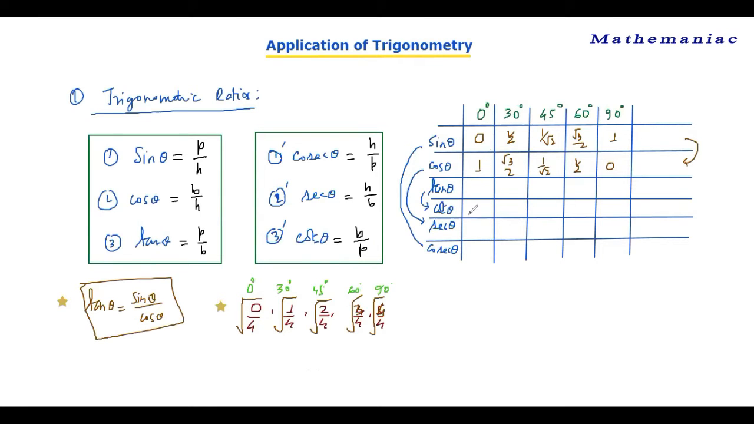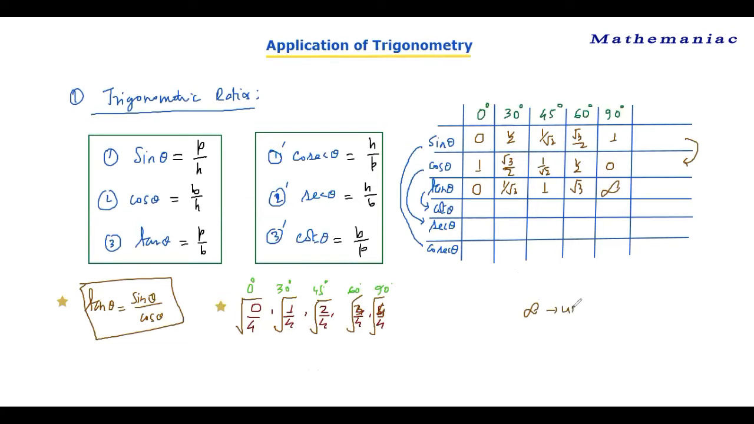So 0 divided by 1 gives you 0. Half divided by root 3 by 2, you can work it out. It will give you 1 by root 3. 1 by root 2 divided by 1 by root 2 is 1. This will be root 3. 1 by 0 undefined. We give a symbol like this.